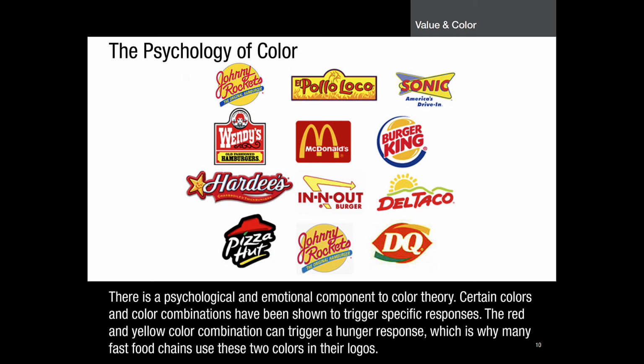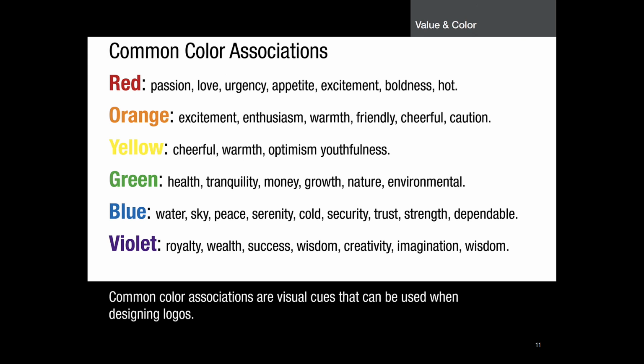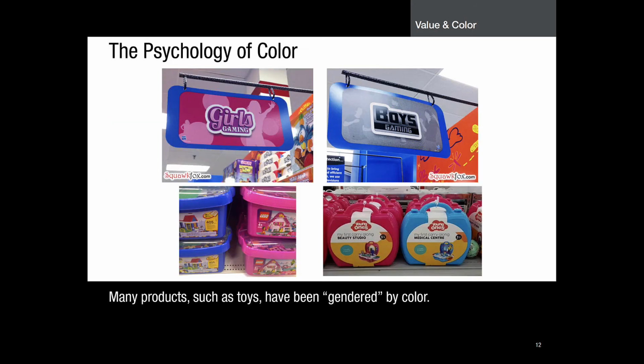They're hoping you drive down the street, see the sign, get hungry, dive into the drive-through lane and pick up a Big Mac. So some common color associations, red with passion, love, urgency. Yellow tends to be a very cheerful, warm, optimistic color. I mentioned green. Blue obviously has connotations to water, sky, peace, serenity. And so these are things that you can take into consideration when you start choosing colors for your label design.